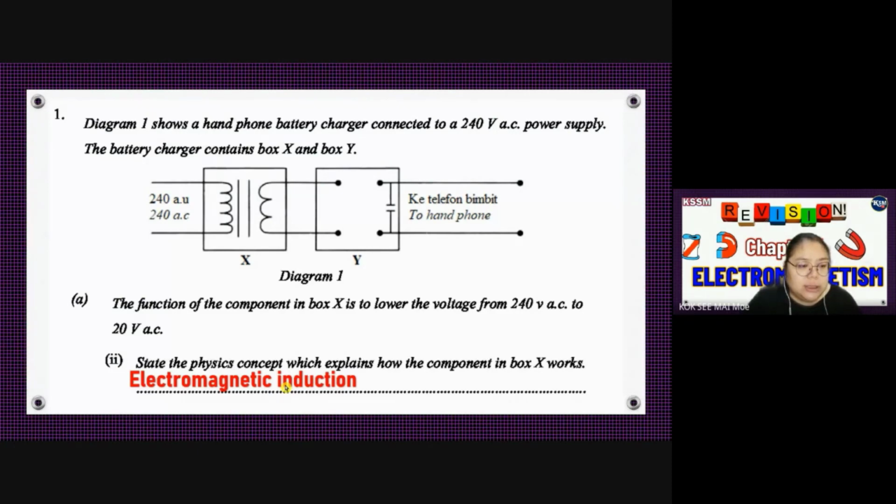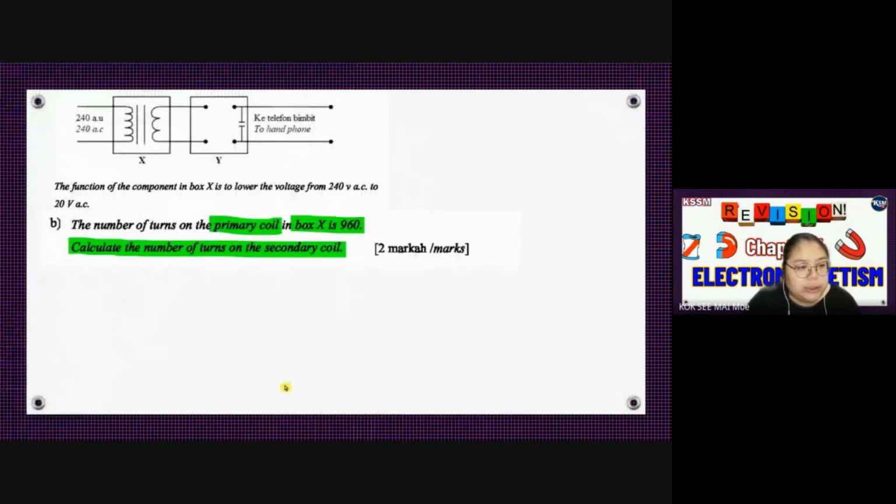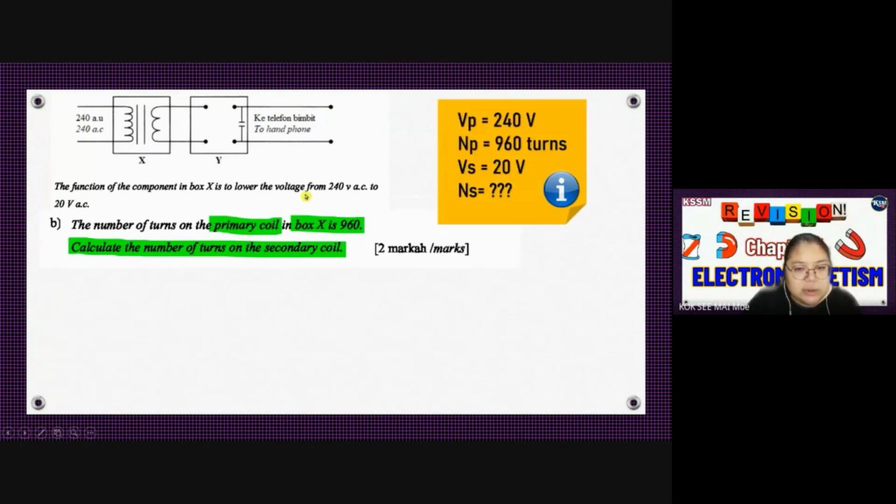Okay, then we go to the 3, B already. The function for the component X, lower 240 to 20. Okay, now they want you to find out the number of turns for the primary coil, 960. Okay, this one is the primary coil. Now they want to find out the number of turns for the secondary coil. Okay, what info do we get? 240 is the primary volt. Then the number of turns for the primary is 960.